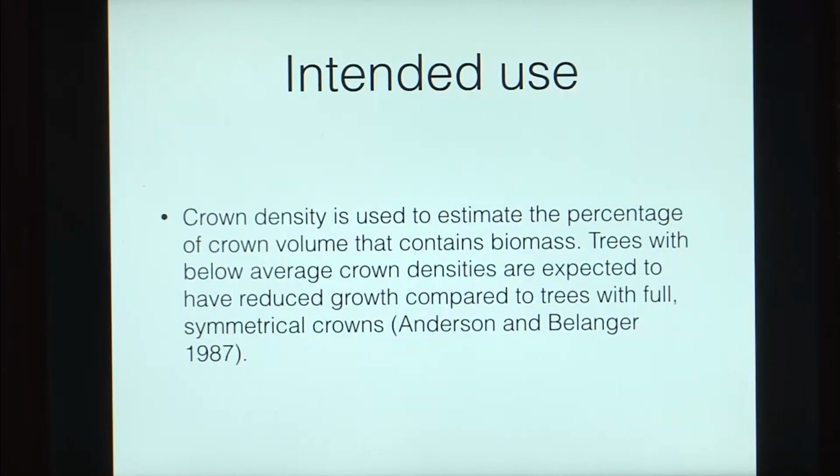Once you have determined the crown density, how is that useful? Crown density is used to estimate the percentage of crown volume that contains biomass, which was its definition. Trees with below average crown densities are expected to have reduced growth as compared to trees with full and symmetrical crowns. Why so? Because if you do not have any biomass there, if you do not have any leaves there, then the amount of photosynthesis that this tree is going to perform will be less, and a lesser amount of photosynthesis means that this tree is going to have a lesser amount of biomass or growth. So, this is the utility of crown density.